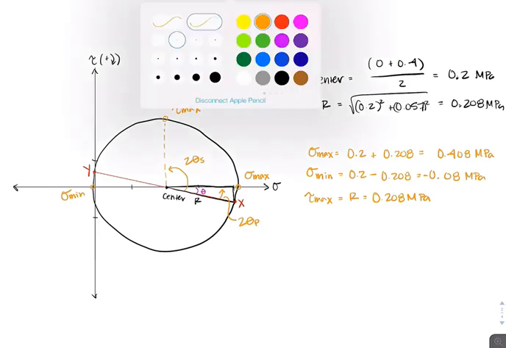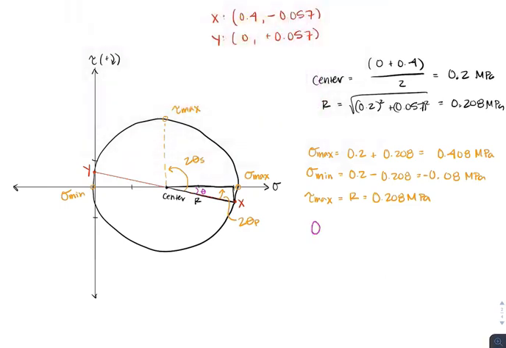First let's start by finding our theta, just that angle by itself, not the 2 theta p. If we use our triangle again, that's going to be equal to the inverse tangent of the height of our triangle, which is 0.057, over the width of the triangle, which is our center, 0.2. That gives us an angle of 15.9 degrees.